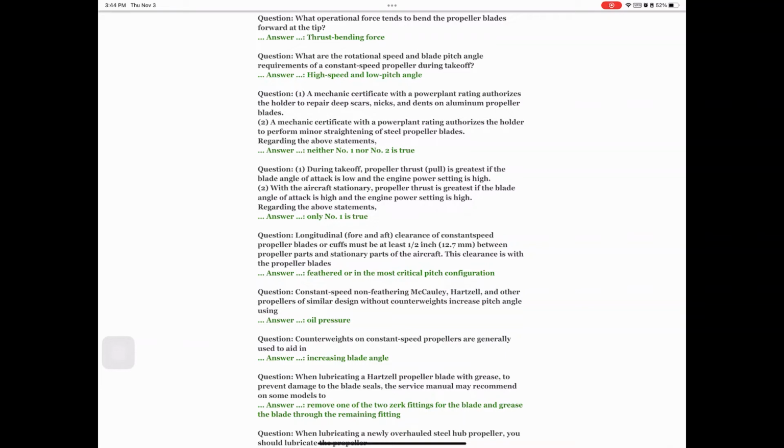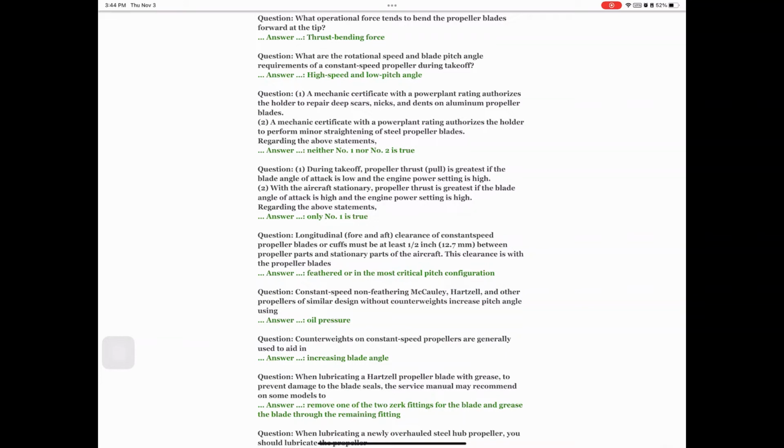Question: 1. During takeoff, propeller thrust, pull, is greatest if the blade angle of attack is low and the engine power setting is high. 2. With the aircraft stationary, propeller thrust is greatest if the blade angle of attack is high and the engine power setting is high. Regarding the above statements. Answer: only number 1 is true.